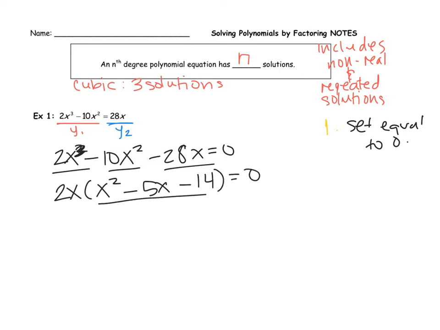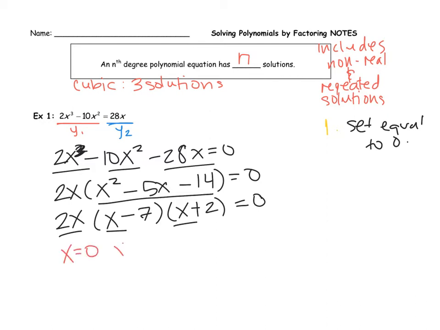And this is a factorable quadratic, so we get 2x times x minus 7 times x plus 2 equals 0. Finally, just like we did when we were finding zeros, we find the x values that make the equation true, that make it equal to 0. So x can be 0, x could be 7, or x could equal -2.